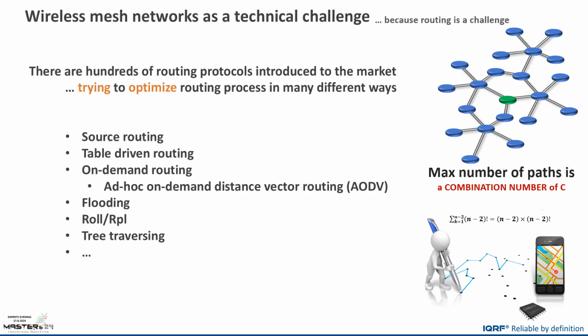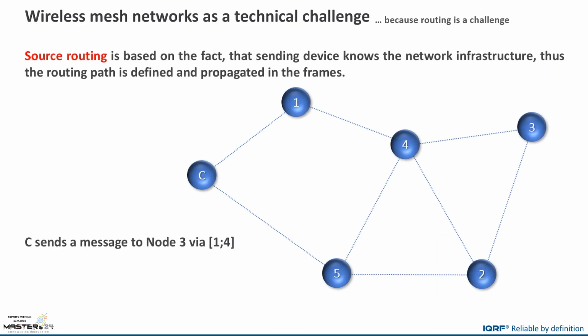To solve this technical challenge, dozens of routing protocols were invented, trying to optimize delivery and define the best route. Let's see one of them, source routing. It's based on the fact that the sender knows the path and instructs routers on the way how to route by adding routing information to the message. It works perfectly in an ideal world.